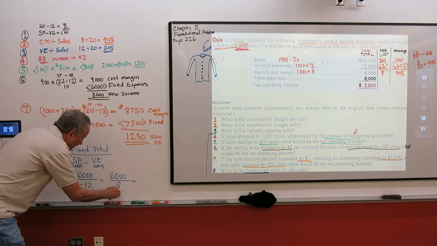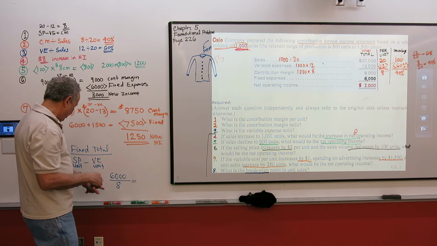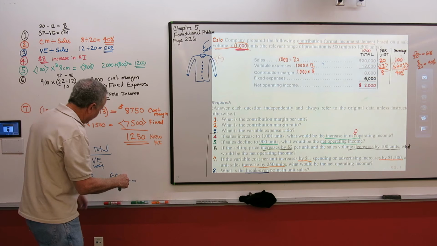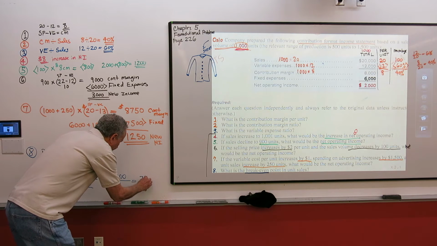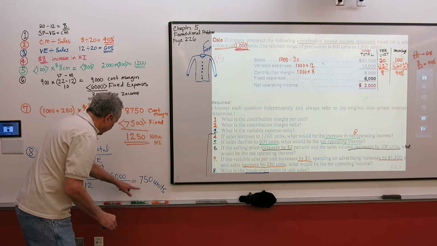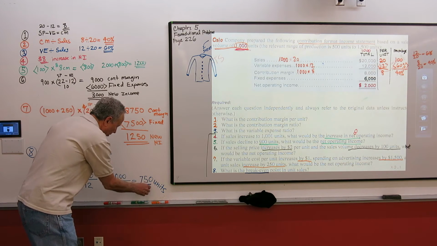And that is going to be, let's see, break even, I think 750. Isn't it 750 units? Let me try that real quick. Yeah, that's right, 750 shirts.